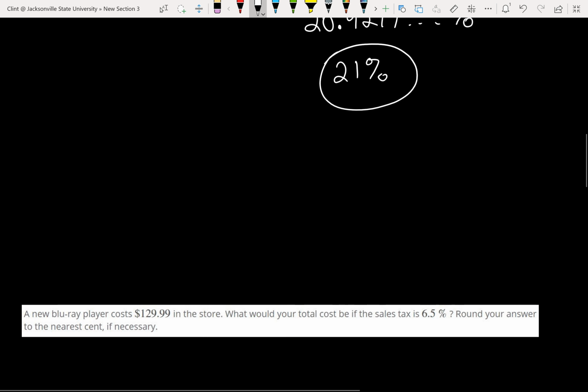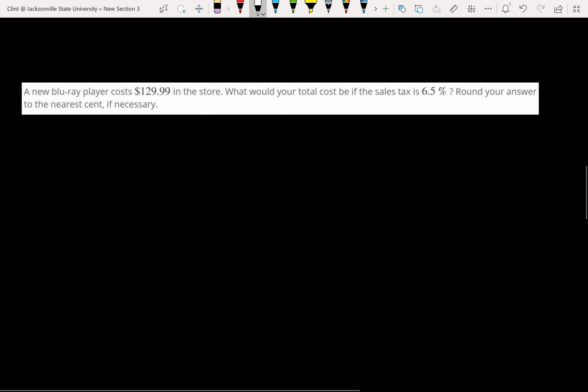Look at number 3 here. It says a new Blu-ray player cost $129.99 in the store. What would our total cost be if the sales tax is 6.5%? There's a couple ways you can go about this one, and the way most of you have probably done these problems in the past is you've probably said, okay, our sales tax is 6.5%.